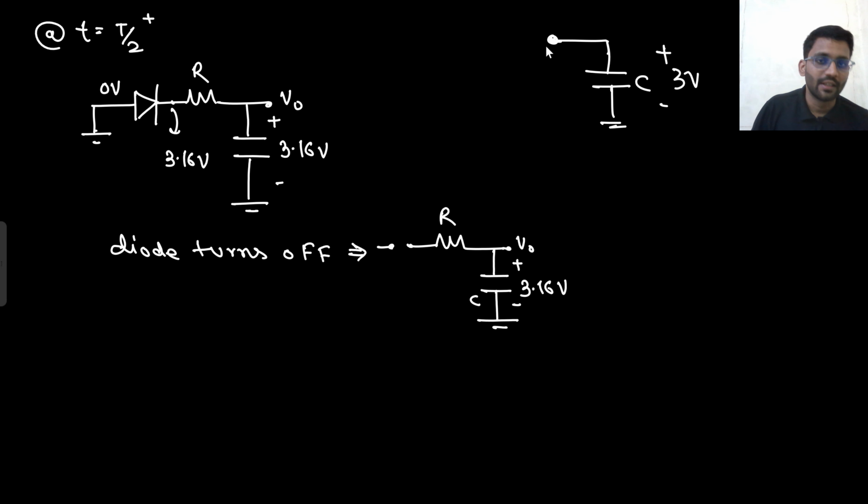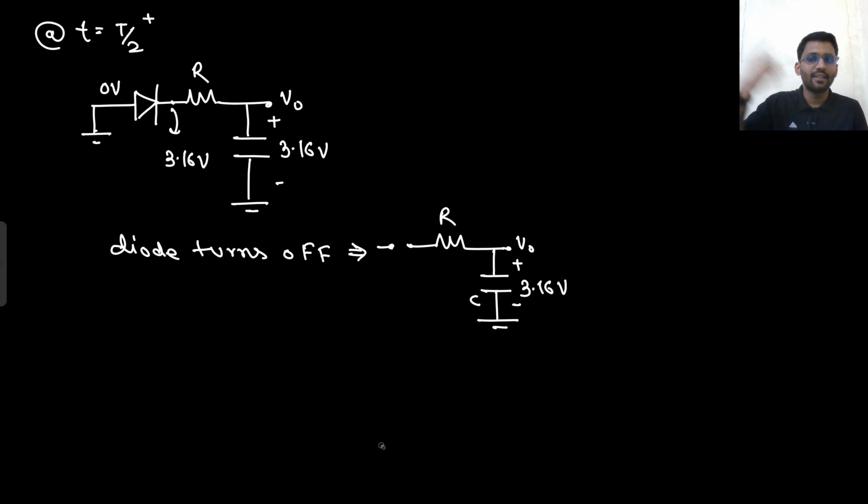It cannot discharge. Now if I say this is my circuit, tell me what will be the voltage of the capacitor at t equals 0 plus. Immediately it will discharge because there is no resistor, so it will discharge immediately to 0 volt. But now it is open ended, so it will not discharge. It will remain at 3.16 volt only until the diode turns on and something happens. But if the diode is off, at least till that time it will be at 3.16 only.